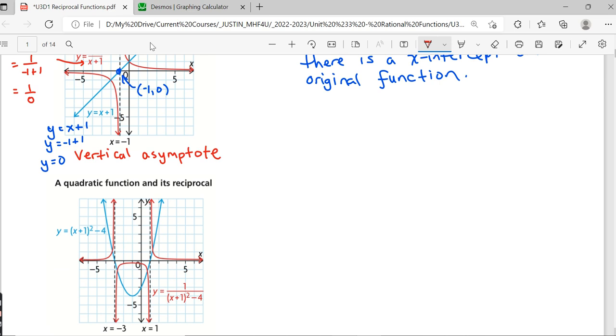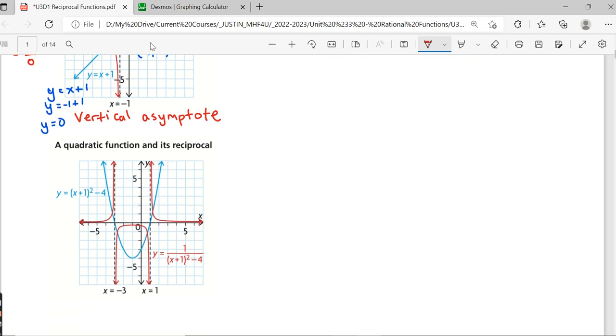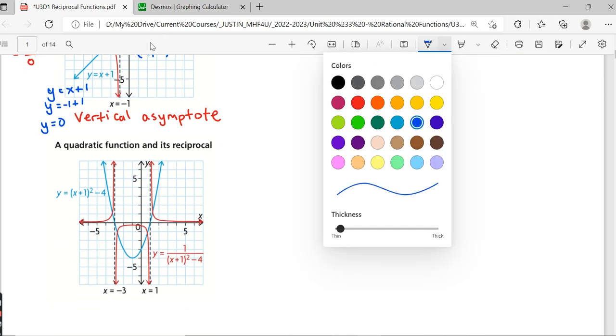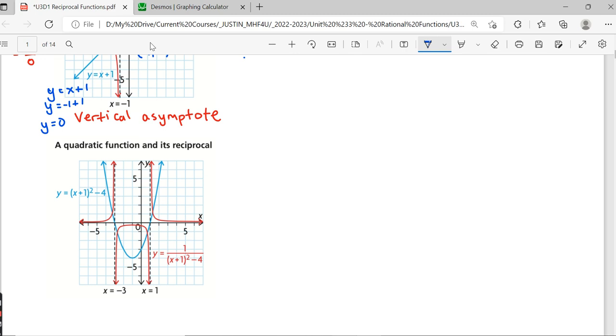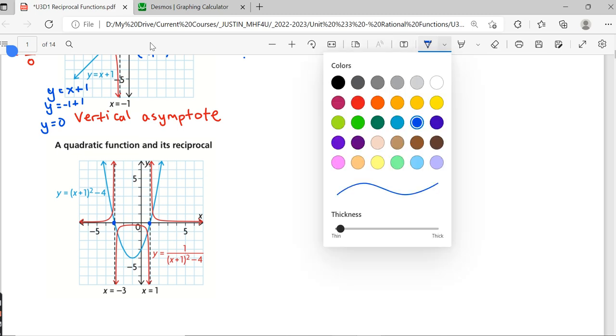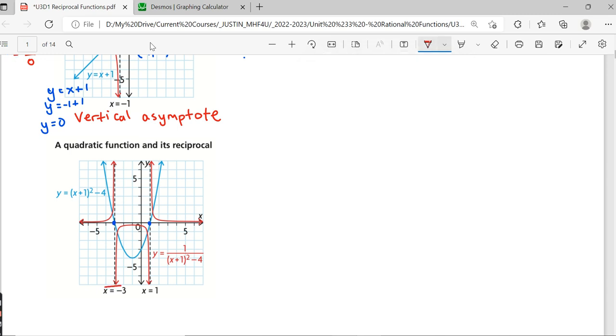Let's see if this is true for a quadratic and its reciprocal. Well, if you look at this quadratic function, you can see that there is an x-intercept here on the blue graph, and an x-intercept here on the blue graph. And sure enough, for our reciprocal function, you can see that there are two vertical lines, one at x equals negative 3 and one at x equals 1, where our red graph will never touch. Okay? And this will be true for all functions and their reciprocals.